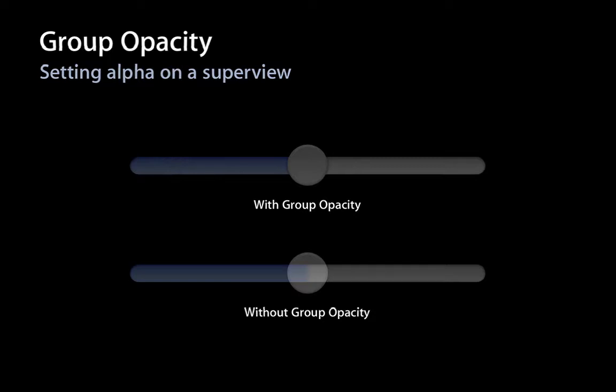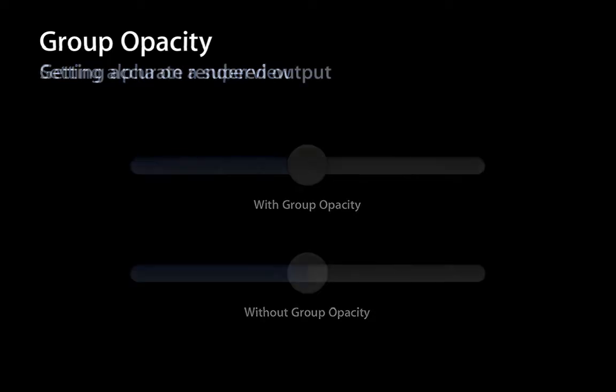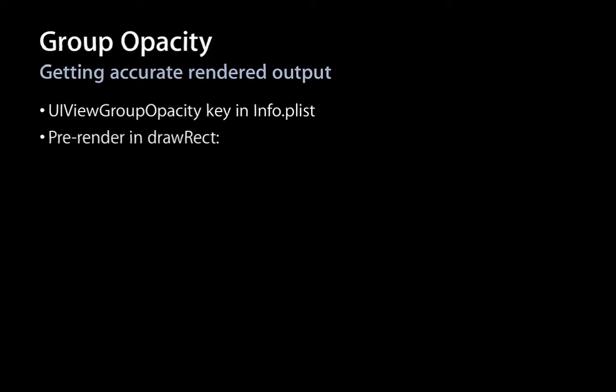So there's a couple ways we can fix this. First, we could re-enable group opacity for all of UIKit. That would be setting the UIViewGroupOpacity key in your Info.plist to yes. But this, of course, turns back on that off-screen pass and makes things slow again. We could also pre-render our view in drawRect and pay that cost once up front rather than having to do it at every frame. The other option, if our content in the view isn't changing, is to actually turn on that shouldRasterize bit.